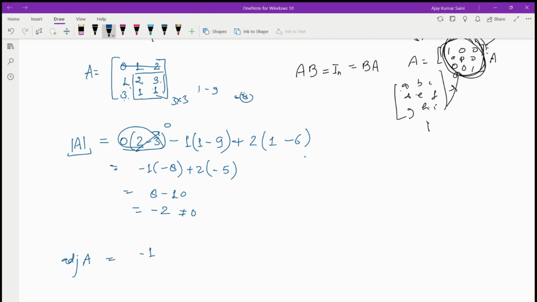So now take it as a plus. So it is 8. Now we neglect this thing. So 1 into 1 is 1, and 3 into 2 is 6, and 1 minus 6 is minus 5. So I take minus 5.